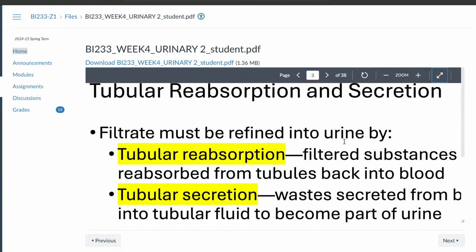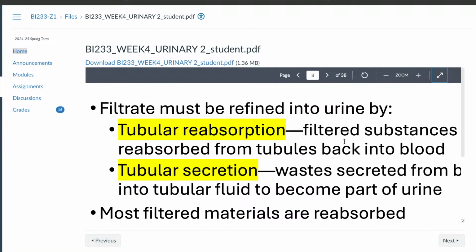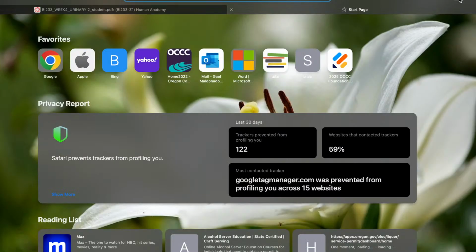Tubular reabsorption and secretion. Filtrate must be refined into urine by tubular reabsorption, which is when filtered substances are reabsorbed from the tubules back into the blood.